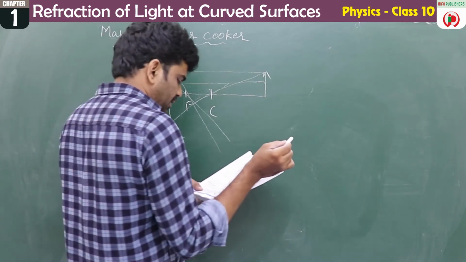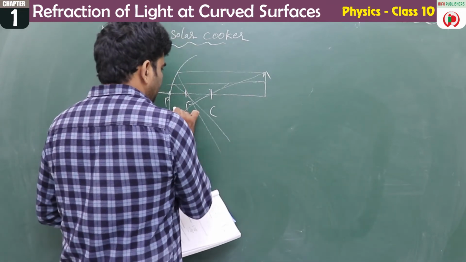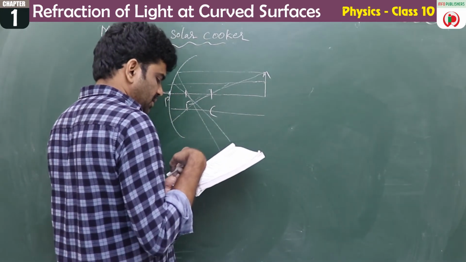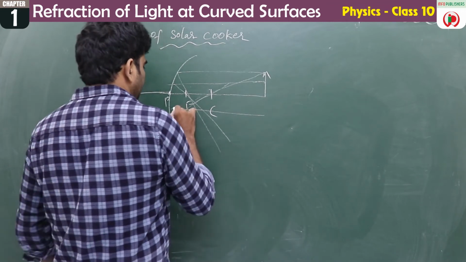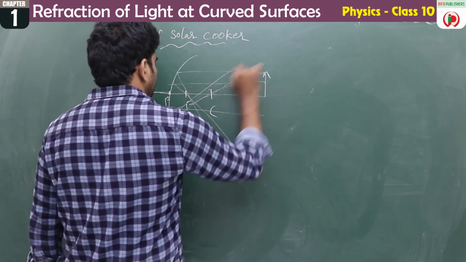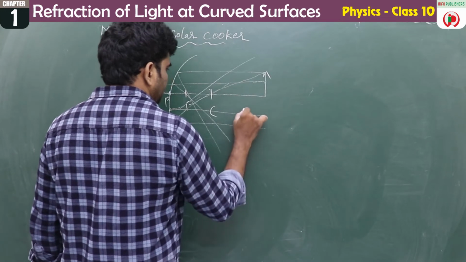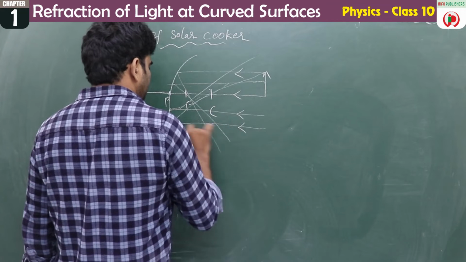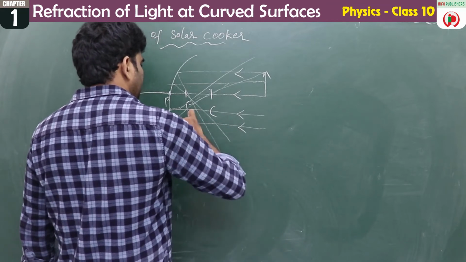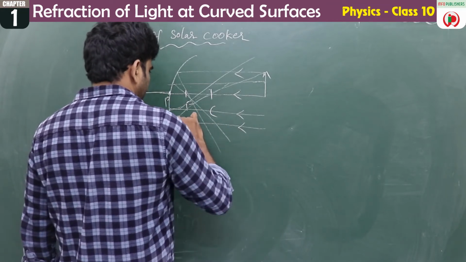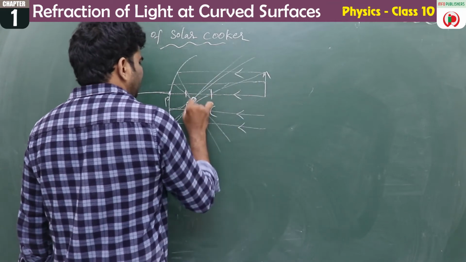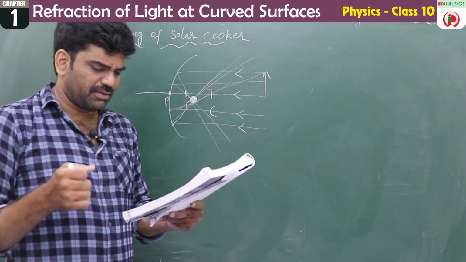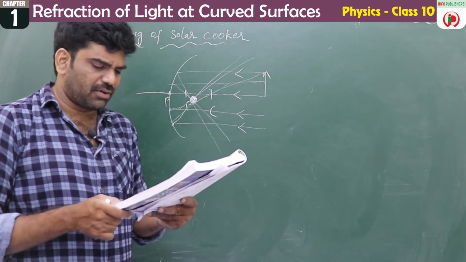One more ray from the bottom. The ray from the bottom strikes here and goes through the focus. And one more ray here. All these are rays only. One more ray again goes through the focus, right? So all these rays are meeting at a point, and there we get the focal point.